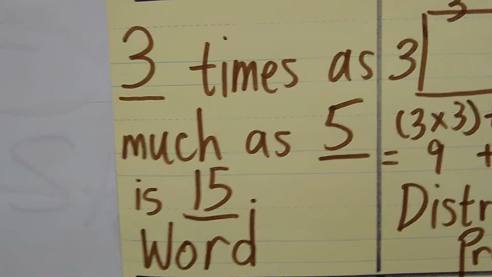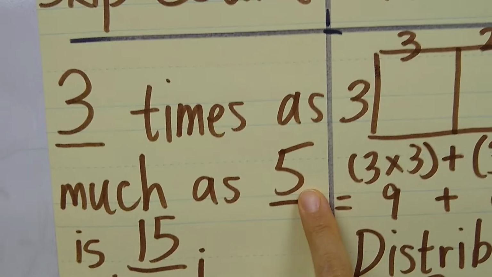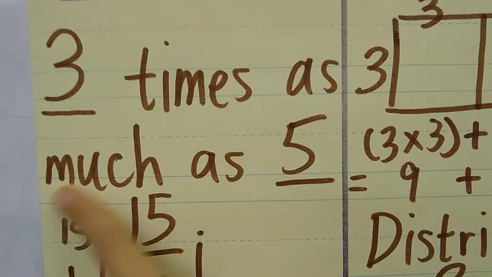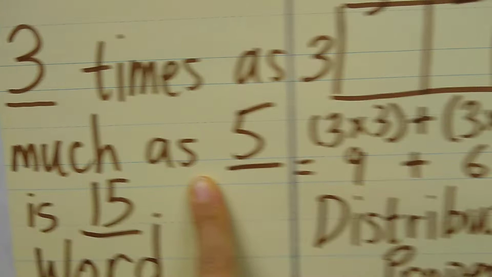Here's the word form. We say 3 times as much as 5 is 15. This whole phrase, times as much as, simply just means multiplication. 3 times 5 is 15.